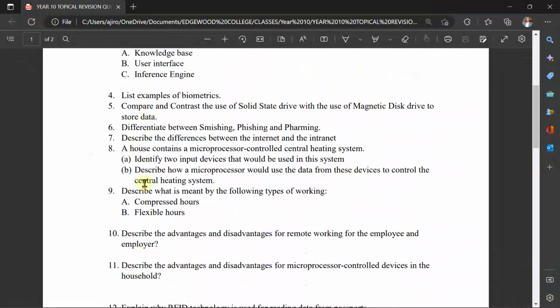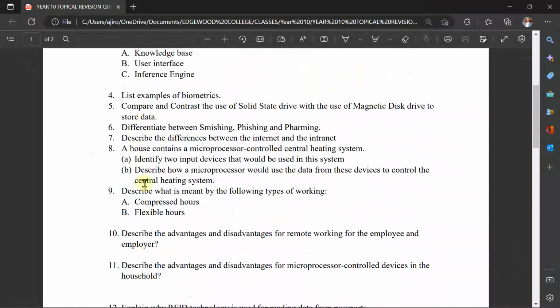Describe the differences between internet and intranet. I have explained the difference between the internet and the intranet in the first video of the revision, so you might want to check it out and get yourself acquainted with this. Like I said, I might have to drop the links, but it is just in the first video, and of course you can have yourself a wrap with it.